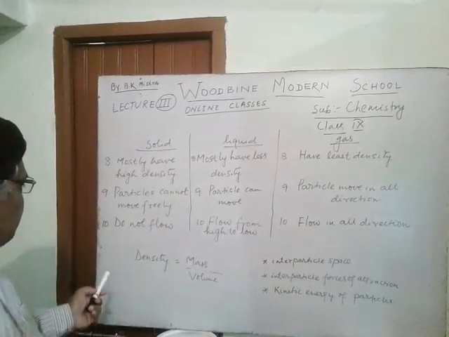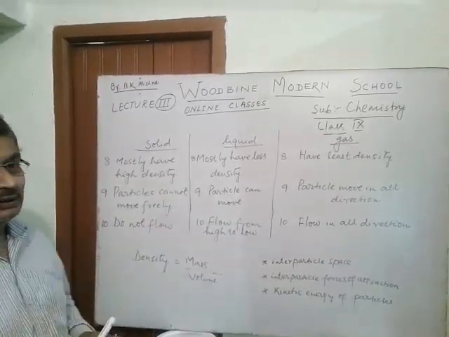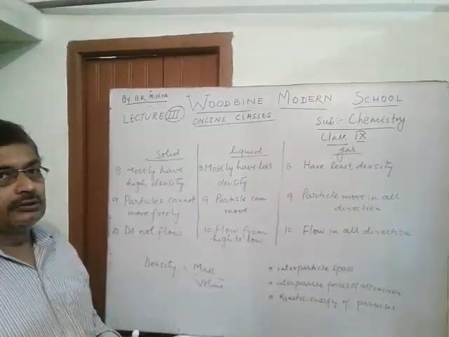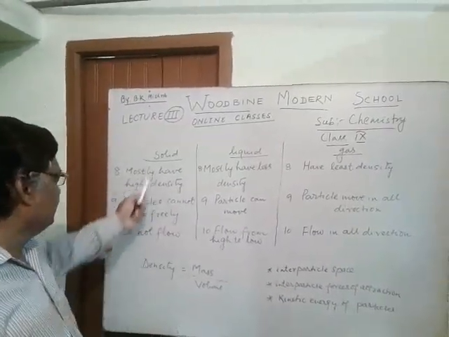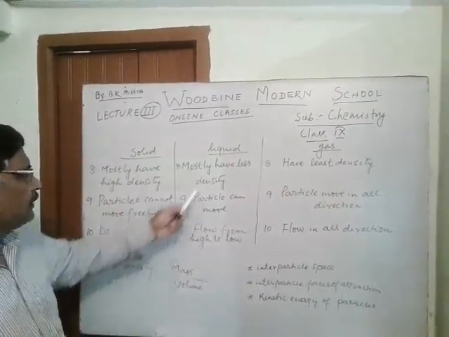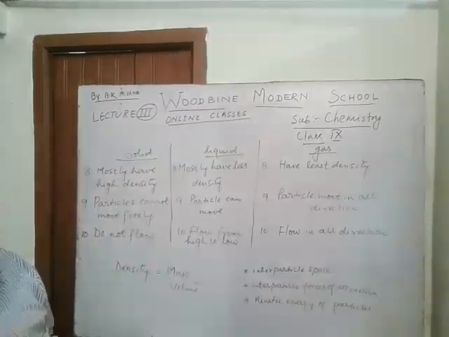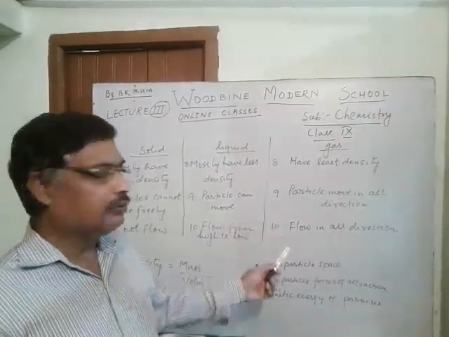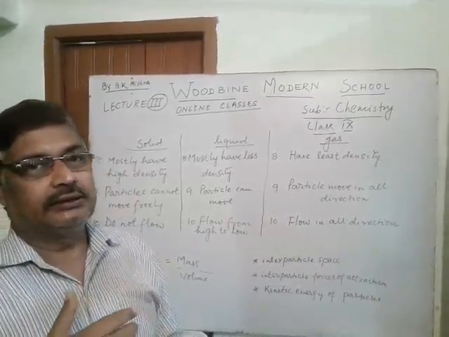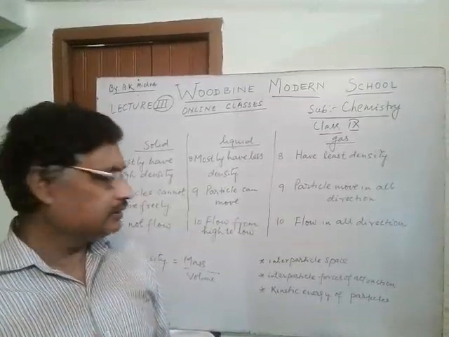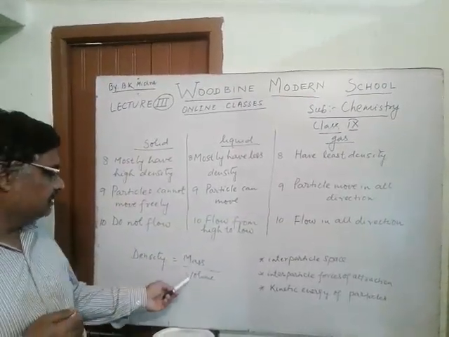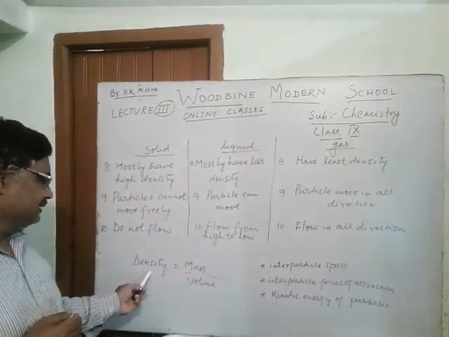Now coming to the last point, that is fluidity, the property of a substance to flow. Now solids don't flow. Liquids flow from high to low, and gases flow in all directions. It also strikes the walls of the container in which it is kept. Now what is density? Density is mass per unit volume. This is known as density.